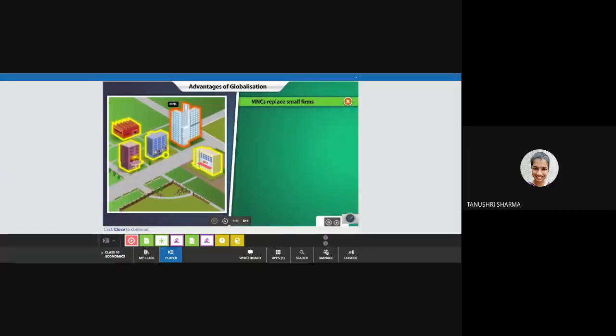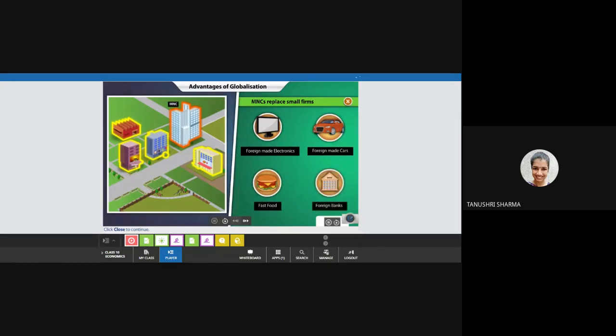Small establishments have been replaced by big industries, largely set up by the MNCs who have invested heavily in fields like electronics, automobiles, fast food, and services like banking. These provide job opportunities to the locals. It is also an opportunity for local suppliers of raw materials to do business with these companies.